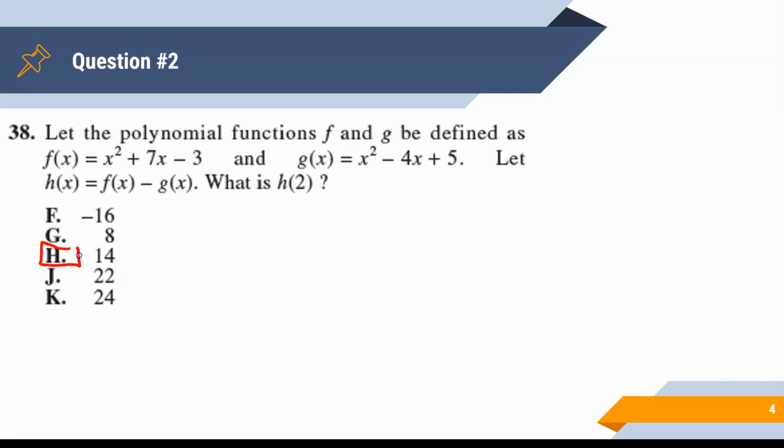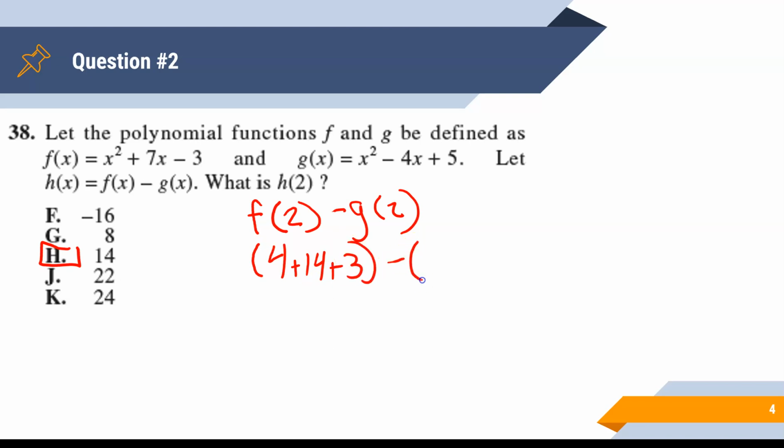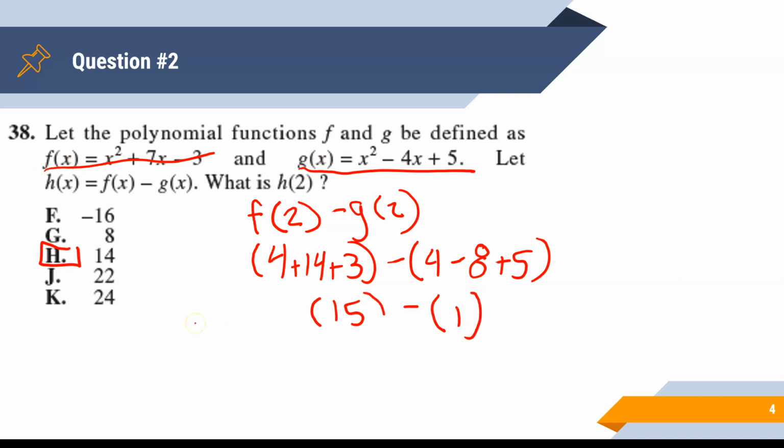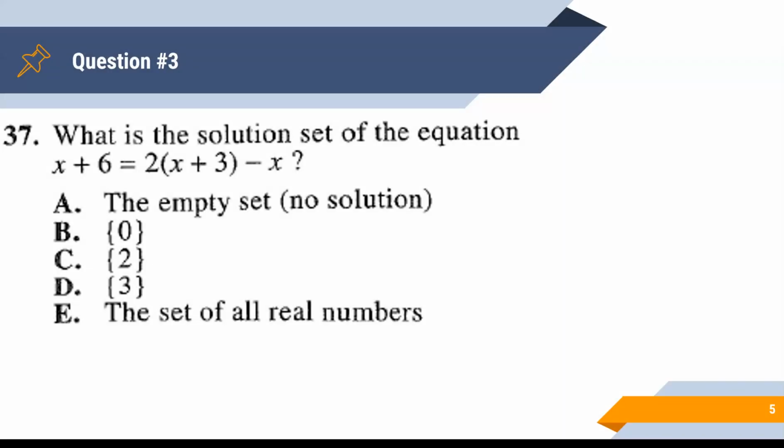Okay, the answer is H. What we need to do is find out what f of 2 minus g of 2 is. And we're just going to plug in values, right, using our two functions here. This gives us 15 minus 1, which is why the answer is H. Question number 3.